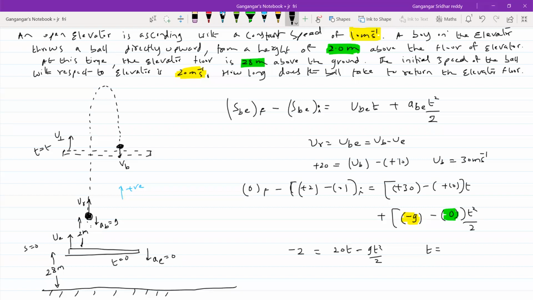Yes, sir. There's a time. This is our answer. They'll meet at this. How long does the ball take to return to the elevator floor? Okay, look at now what height. So can we work out all the things? So what height the elevator ascended? How to calculate that height?